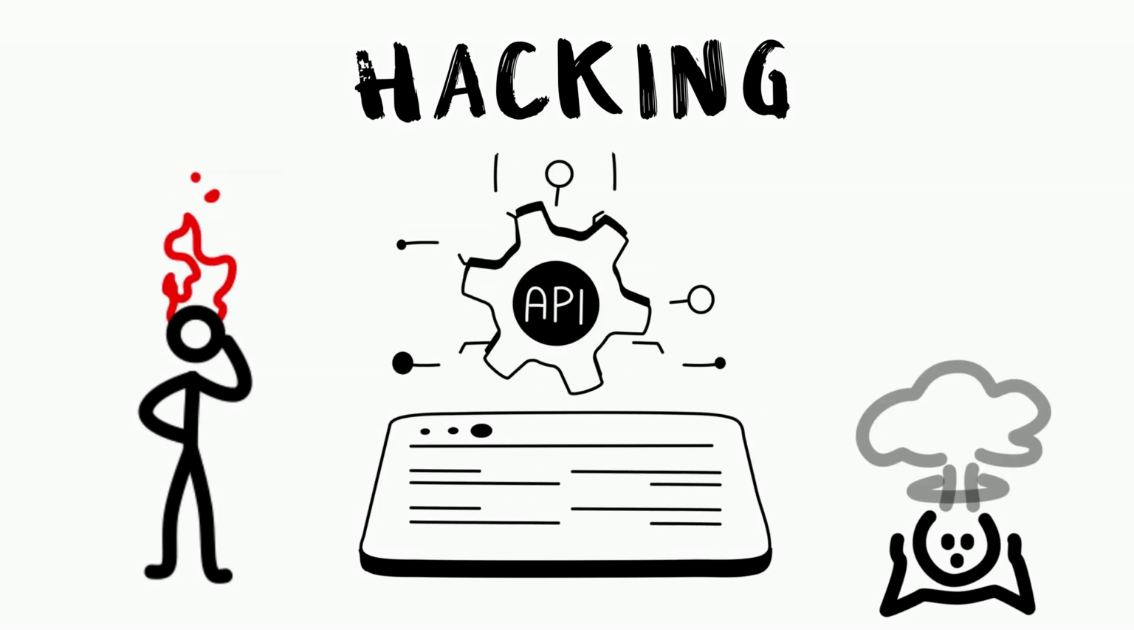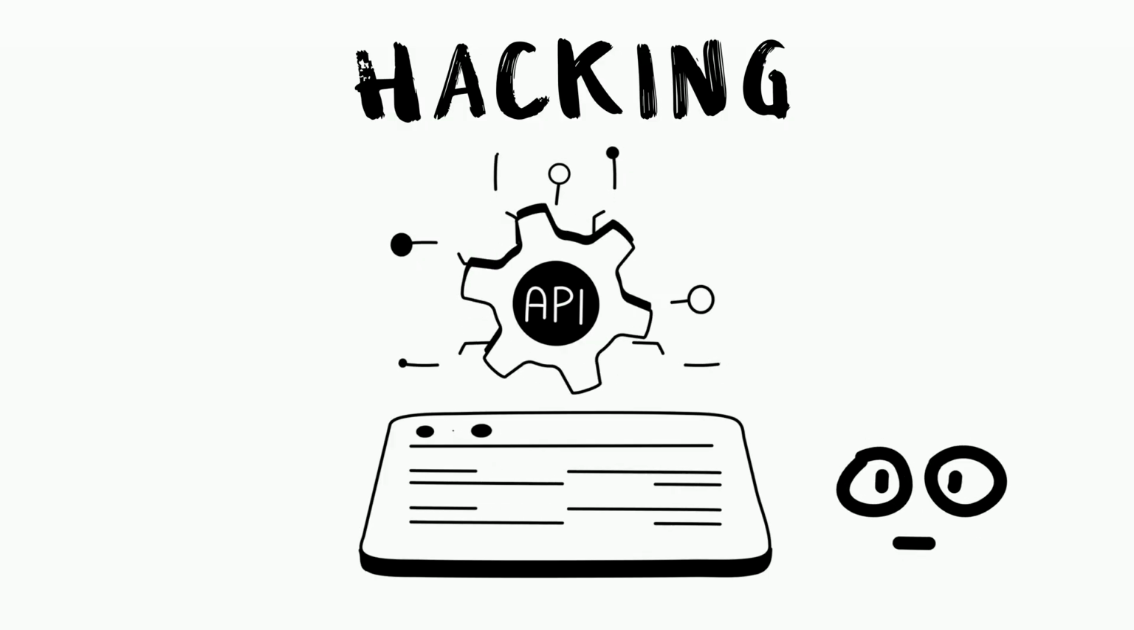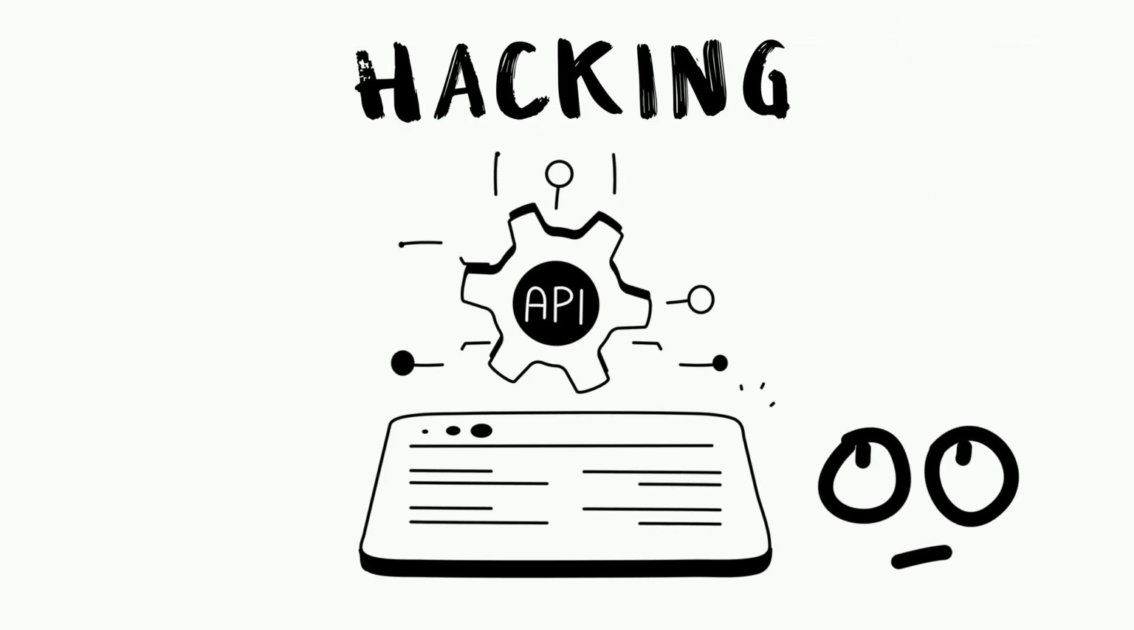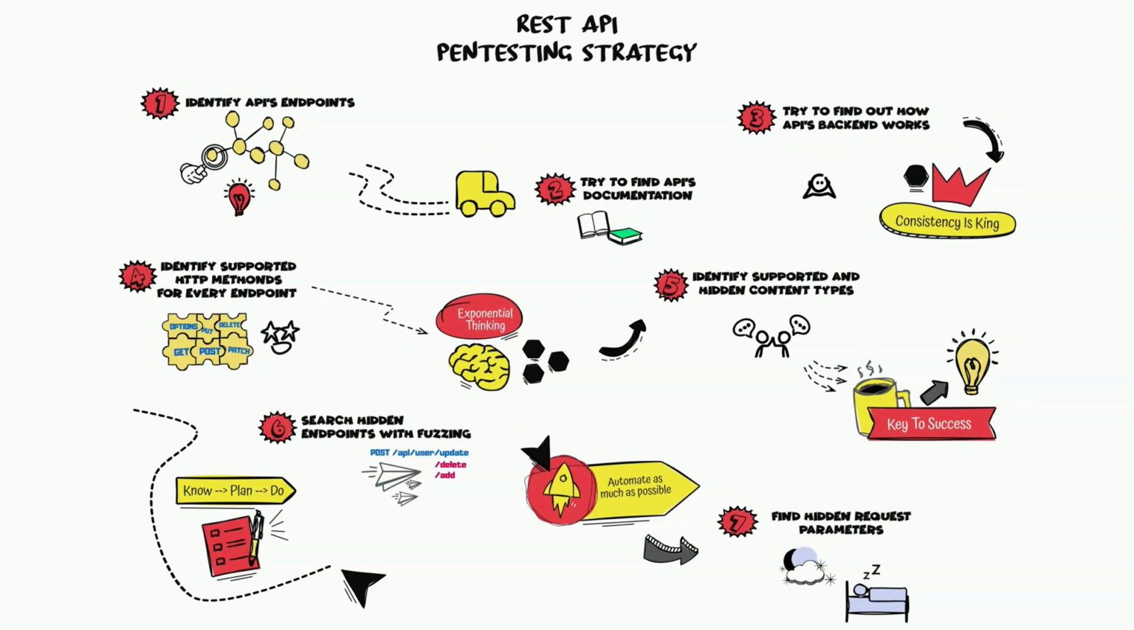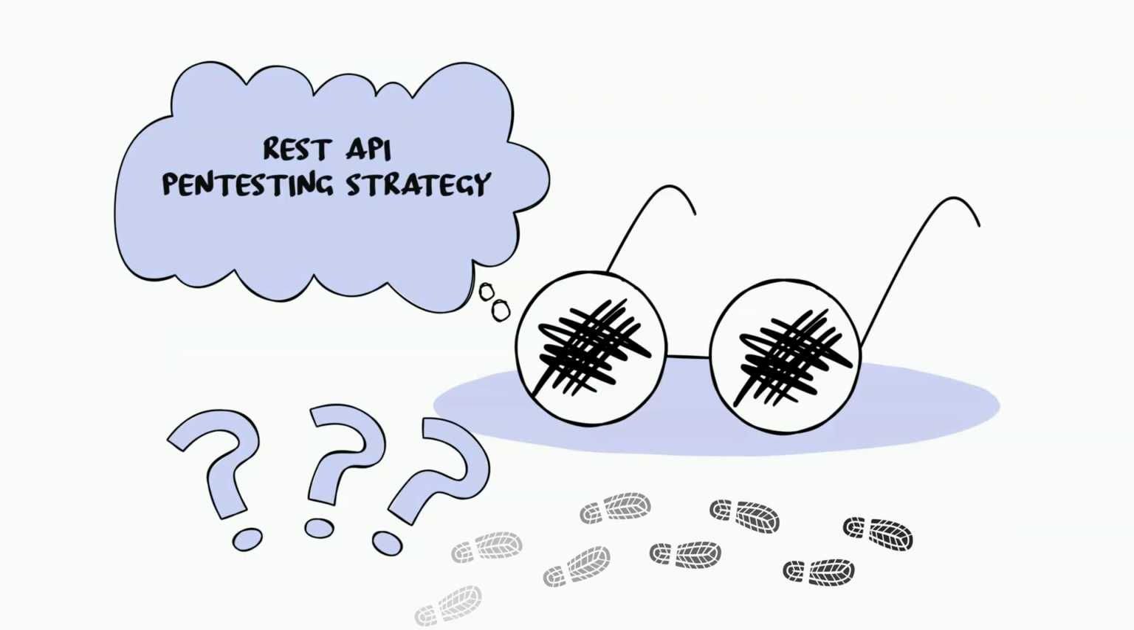If you've ever felt stuck during API pen testing, or you're just not sure where to start or what to do first, I've got something really useful for you today. To help you avoid that overwhelming feeling of not knowing what your next move should be, I'm sharing a systematic strategy that will guide you through the entire process in just 7 steps.